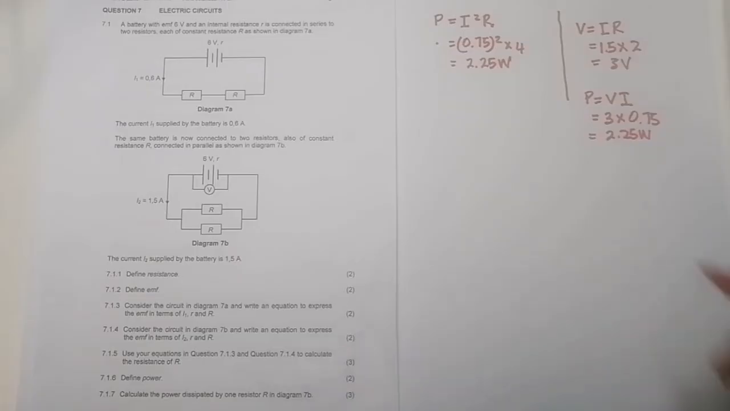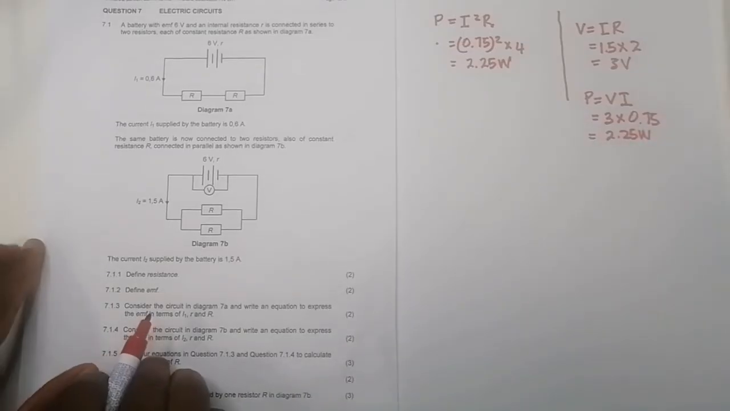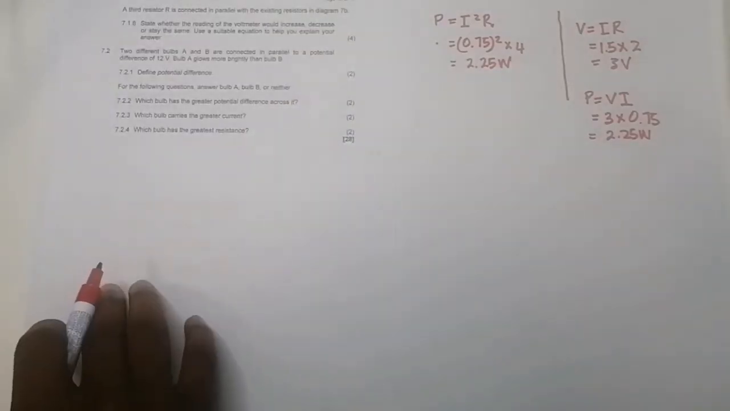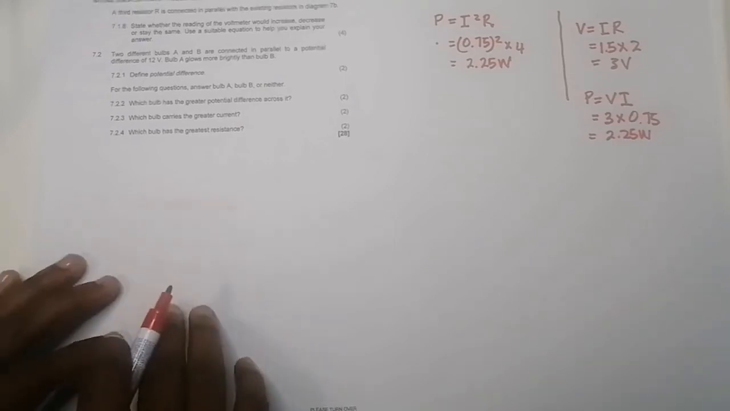Of course, you could have also used P is equal to V squared over R. I'm not going to go there, when you found the voltage, and it was going to give you the same value. All right, now let's continue. This is the continued portion of it.